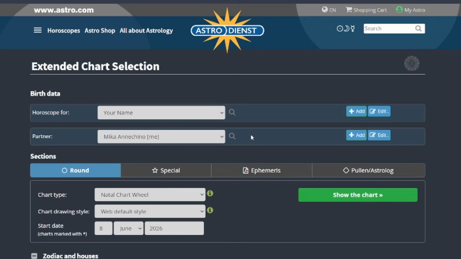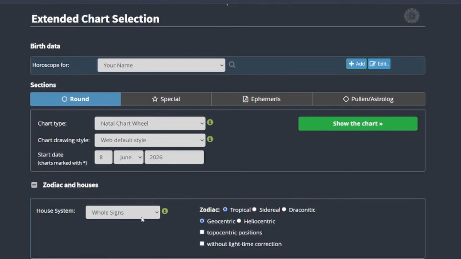Once you've put in your birth information, I'm going to suggest that you open up the extended chart selection, scroll down to zodiac and houses, and select whole sign houses. This is the system that I use in my own practice. It's actually the most ancient form of reading a chart, and it's really beginner friendly. You are welcome to use another house system if you prefer, and you should still be able to follow along, no problem.